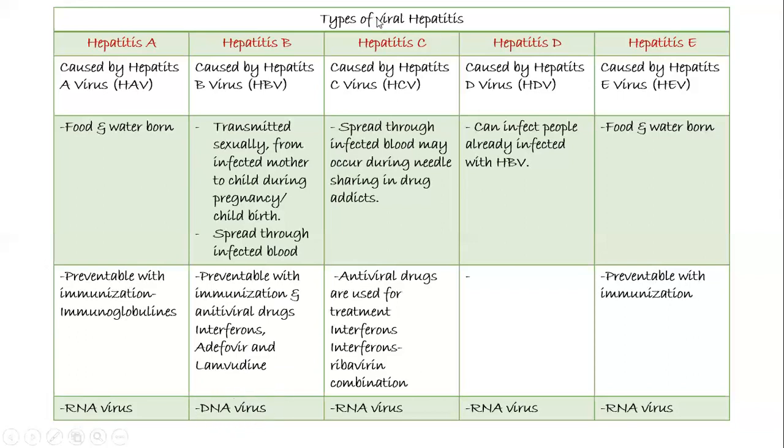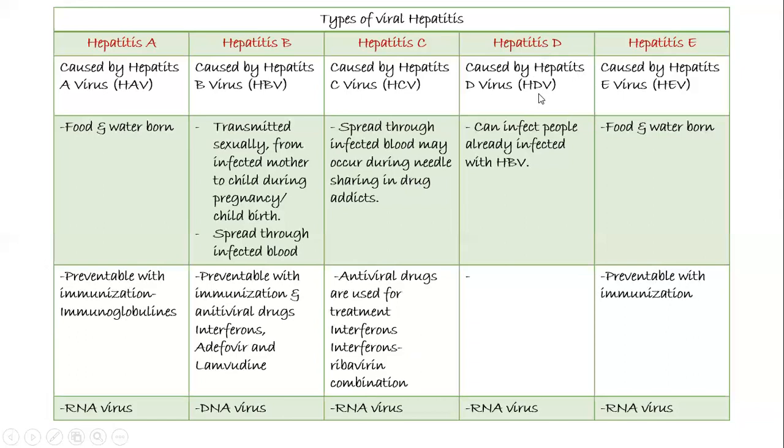Now, what is hepatitis C? Hepatitis C is caused by the hepatitis C virus, that is HCV. It spreads through infected blood, which comes in contact during needle sharing in drug addicts. It is also treated using antiviral drugs, mostly interferons. A combination of interferon and ribavirin is also used. Again, hepatitis C is caused by an RNA virus.